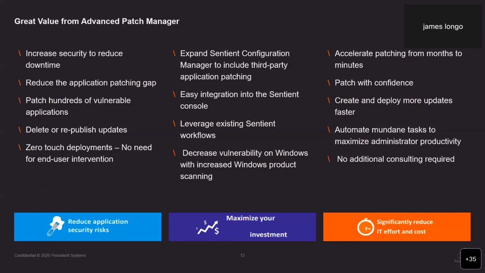Leverage existing Sentient workflows. Decrease vulnerability on Windows with increased Windows product scanning. So this advanced patching product includes more Windows products than the offline scan file. Office 365, for instance, Windows Defender, right? That's just a couple of examples of what is available in Advanced Patch Manager that is not available in Legacy Patch Manager without a custom bulletin.